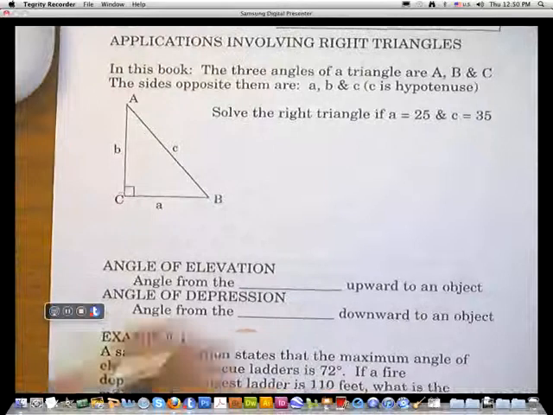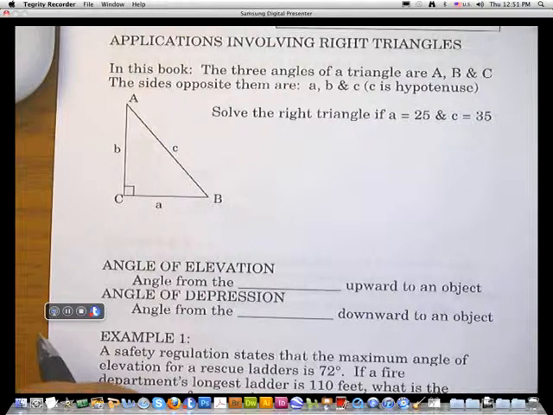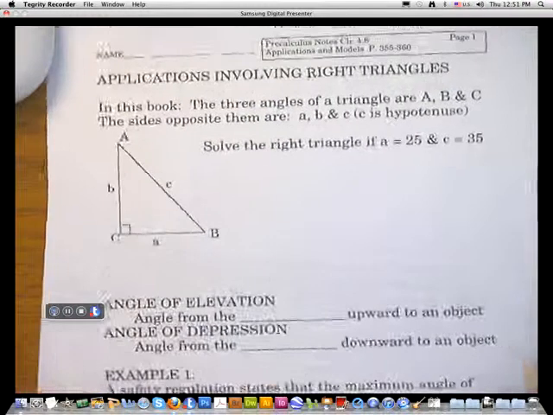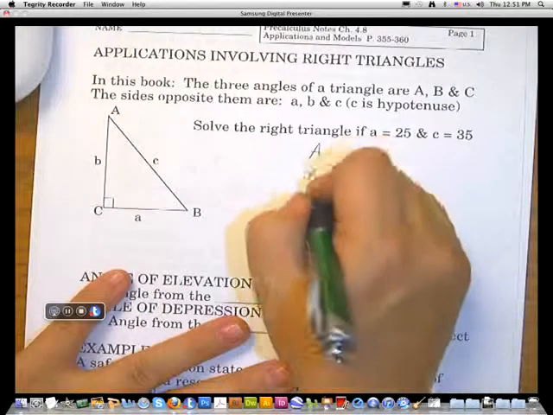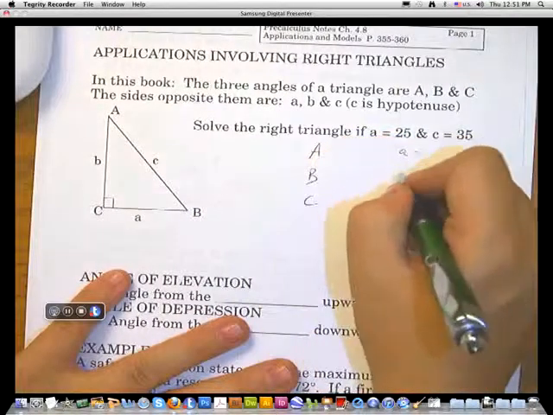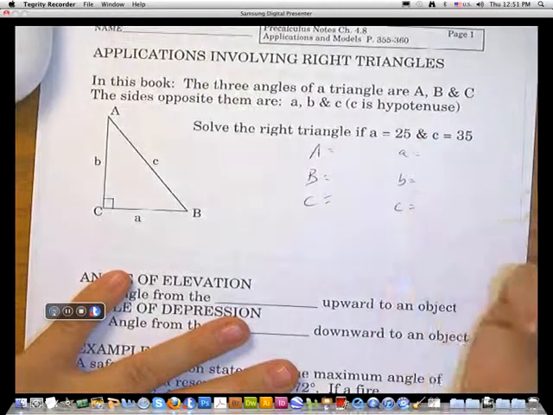4.8. Capital letters are going to be our angles. The small letters across from them are going to be our sides. So if you're given pieces of a triangle, you will be asked to find all pieces of a triangle. So when it says solve the right triangle, I want to see all pieces, whether they're given to you or not. So if they're given to you, easy, fill them in.